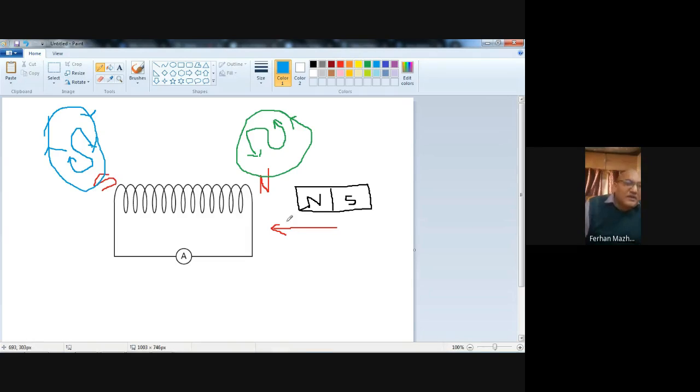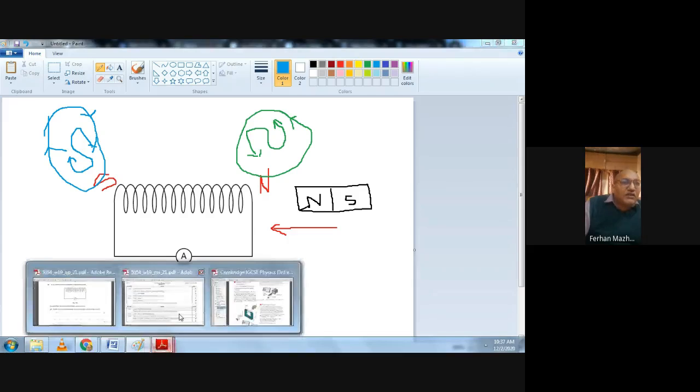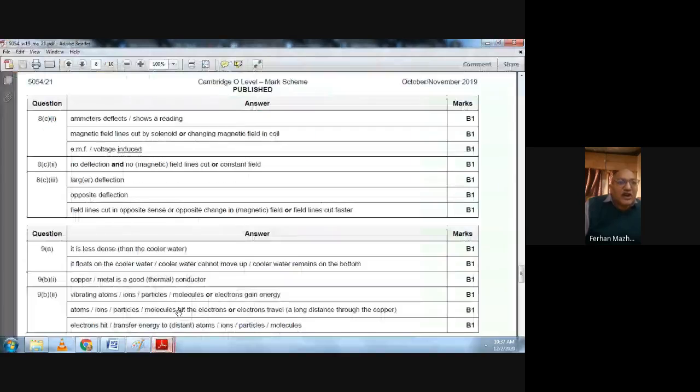Because of the magnetic flux of this bar magnet passing through this solenoid, it will be changing. The EMF will be induced, the current will be induced in this solenoid, and the ammeter here will show deflection. So this is the first part. Let me show you the marking scheme. Ammeter shows a reading. Okay, that's the first part.